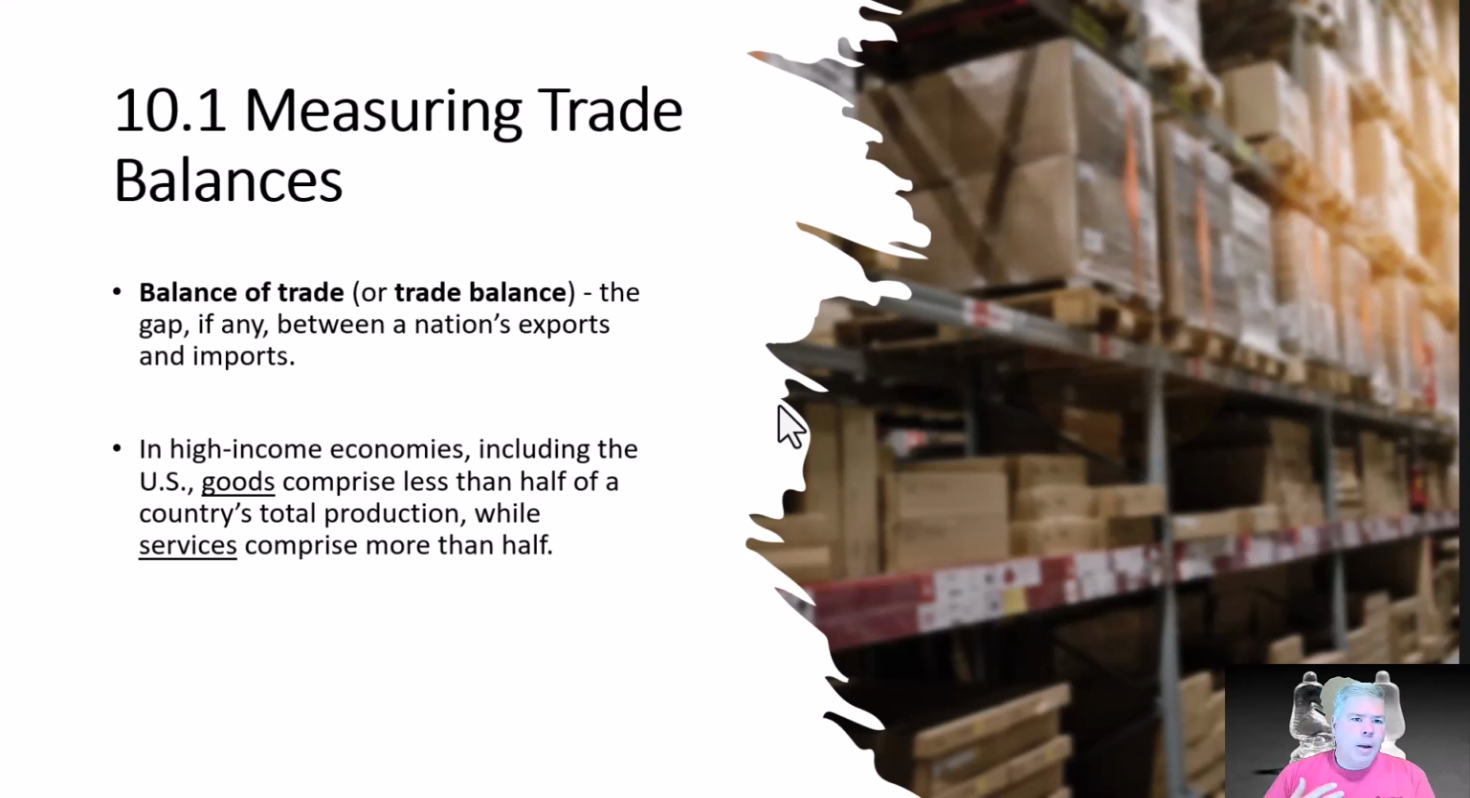In high-income countries like the United States, goods, so things like computers, cars, cell phones, etc., comprise less than half of a country's total production, while services, so restaurant services, accounting, legal, education, comprise more than half. So high-income economies are surprisingly less about the consumption of things and more about the experience of things, and that's where a lot of the production occurs, as an experience rather than in stuff.